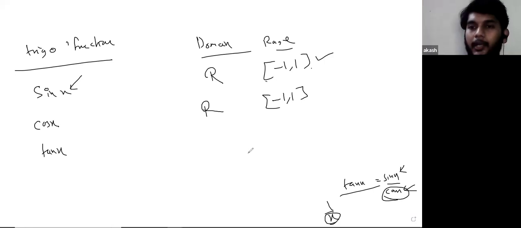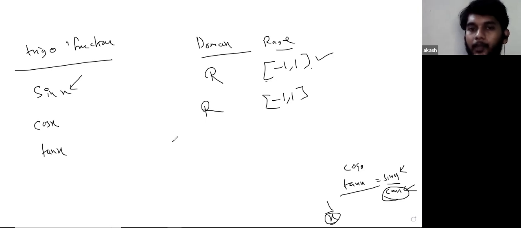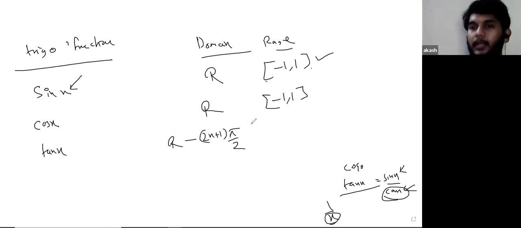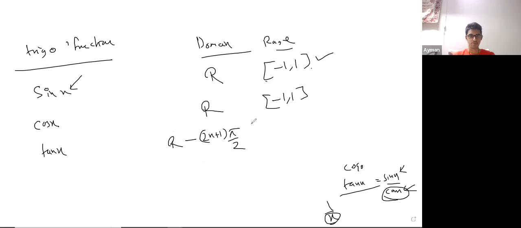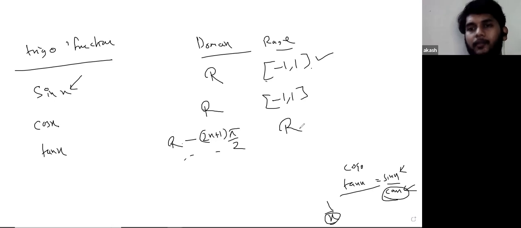So cos x becomes 0 at 90 degrees, at 270 degrees, odd multiples of 90 degrees, right? Cos 90 is 0, cos -90 is 0, and so on. So I can say any value except odd multiples, and odd numbers I can represent like this, multiples of 90, pi by 2. 90, 3 times 90, 5 times 90, and so on. So odd multiples I can delete, and this is my domain. And range of tan is R, whatever value you can think of.